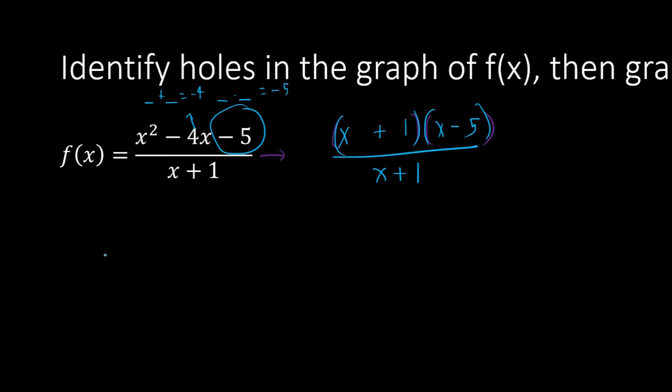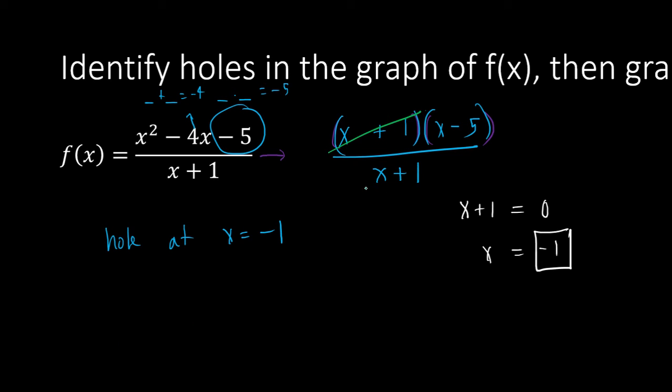Notice that I now know that I have a hole at x equals -1. Why do I know that? Because if I take the denominator x plus 1, I set it equal to 0, and I solve for x, this is the value of x for which the function is undefined. So I have a hole at x equals -1. Now I simplify what I've got. I've got an x plus 1 in the numerator and denominator. So simplified, I get f of x equals x minus 5.